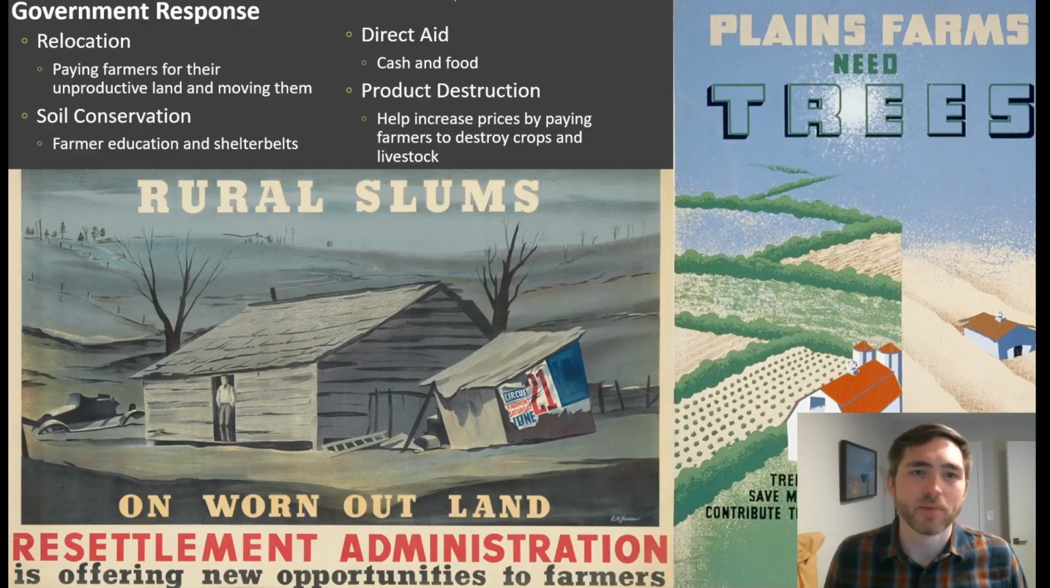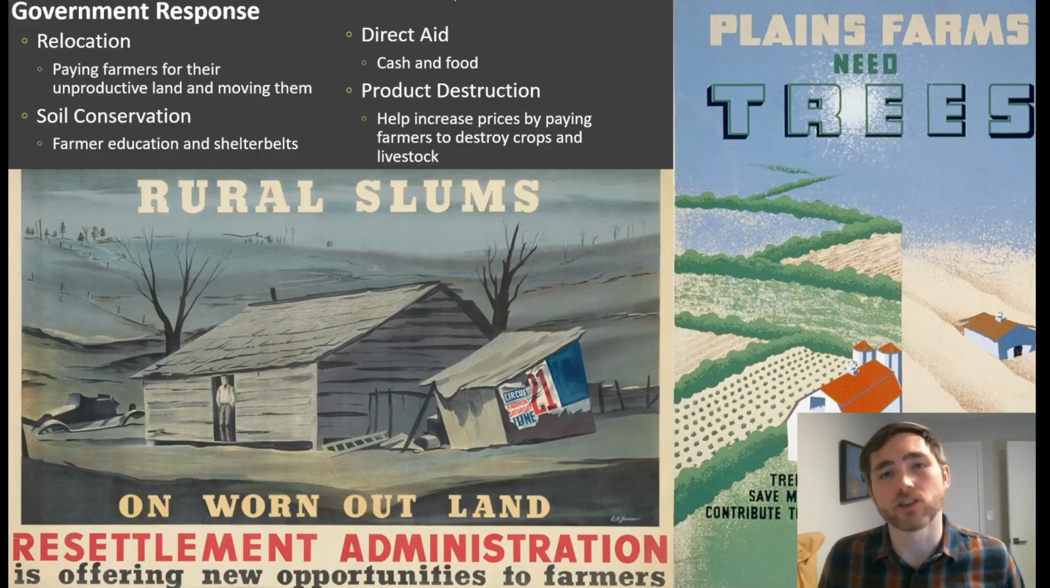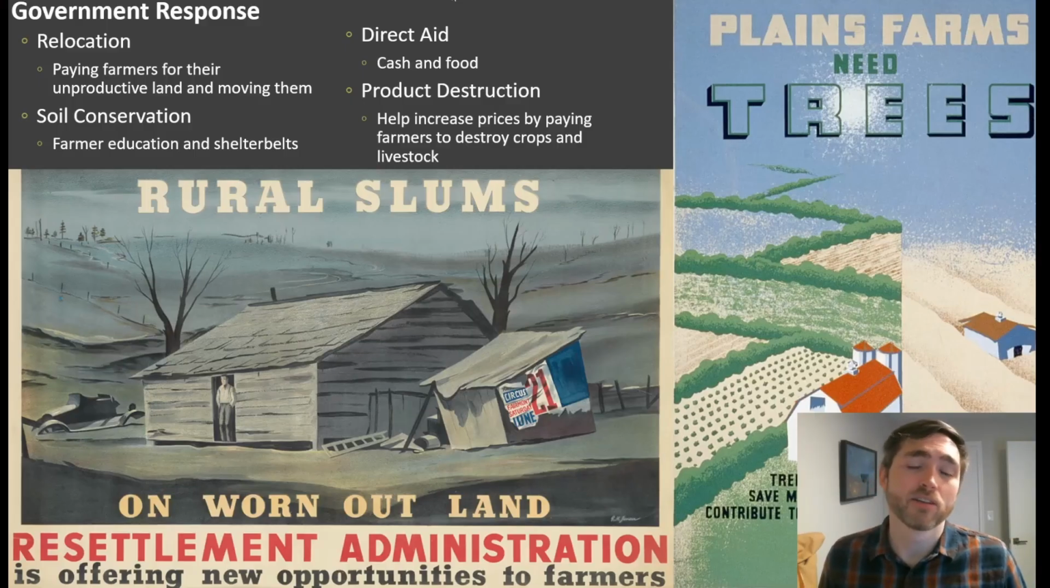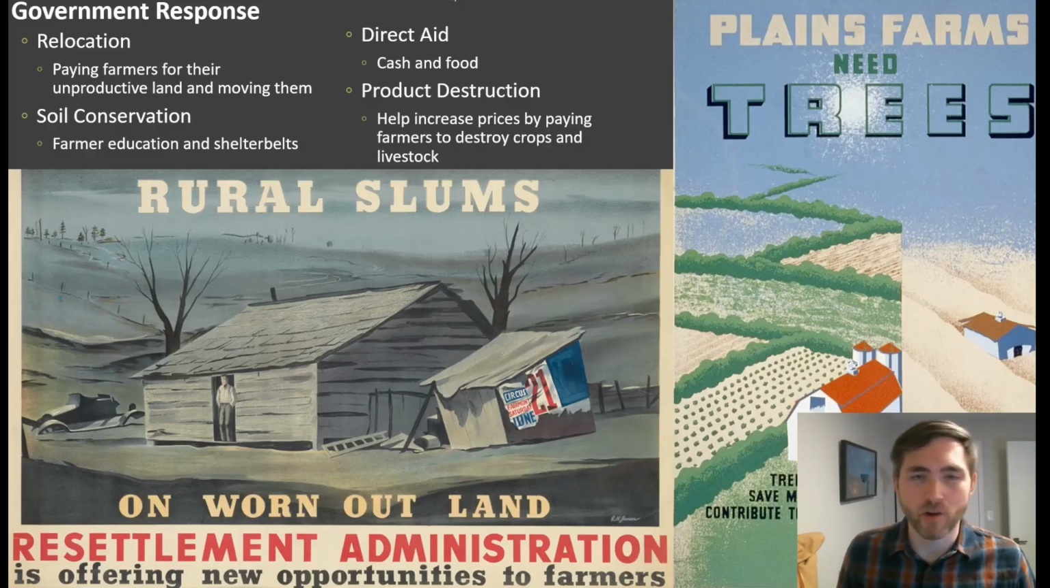There was also a fair amount of direct aid in the form of cash and food, but maybe the most dramatic was product destruction, because remembering this is a crisis of agricultural prices, so one of the things the government would do is go out and pay people to destroy crops and livestock to help increase the price of those commodities, so they would have to farm less to make a living.